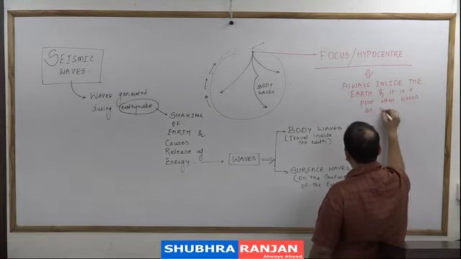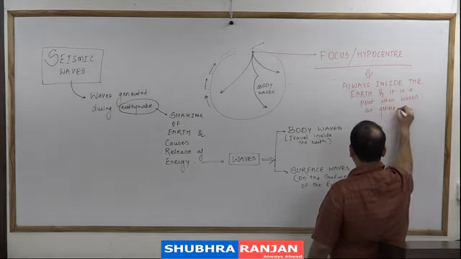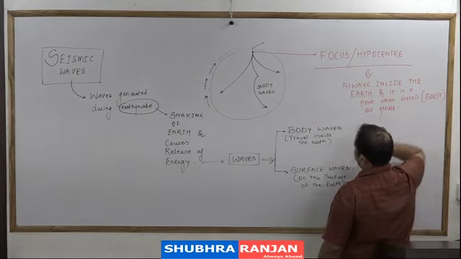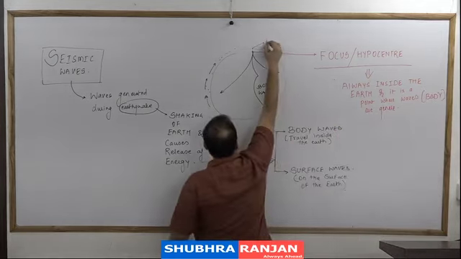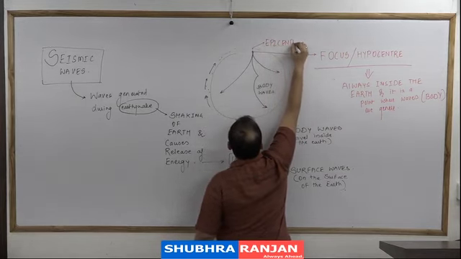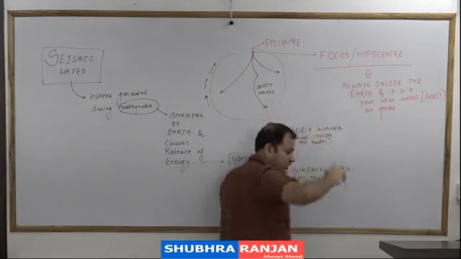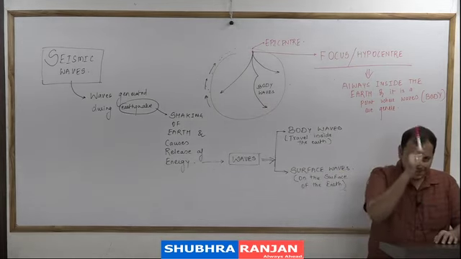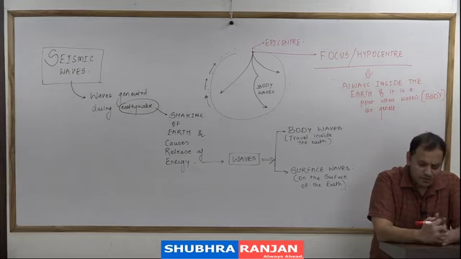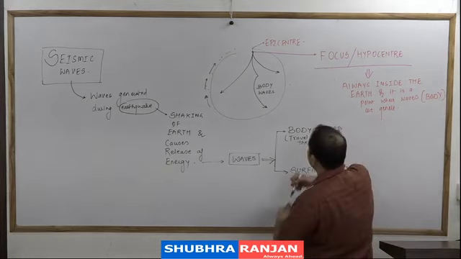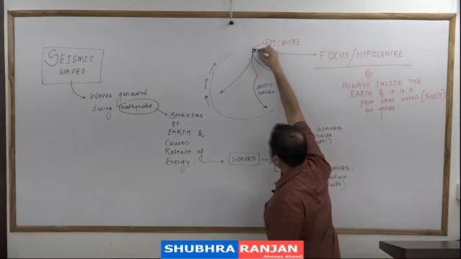Which waves? The body waves are generated. And this is what is known as the epicenter. Always on the surface of the earth, and it is the point which is at a perpendicular distance nearest to the focus, or nearest to the hypocenter. It is always on the surface of the earth, and it is the nearest point to the focus.